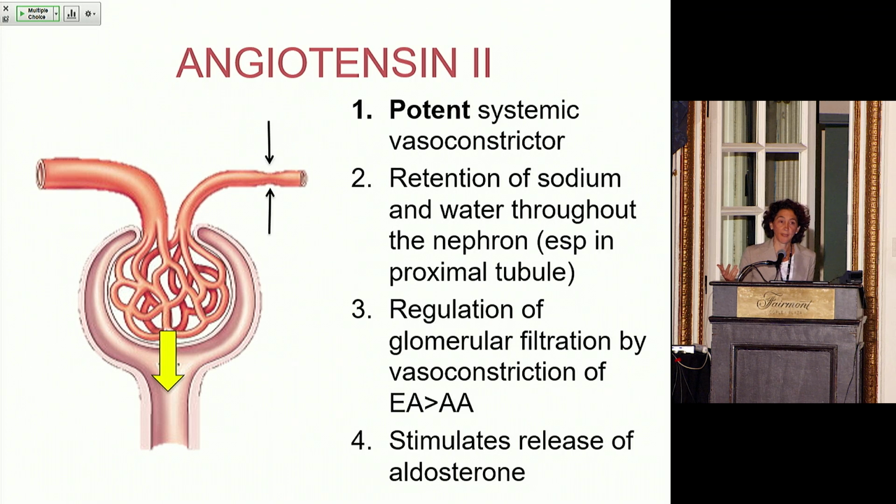And angiotensin 2, I think, is underrated. Everybody's always talking about aldosterone. It's not that I don't like aldosterone, but angiotensin 2 is pretty great. And yes, it's really a potent vasoconstrictor. I mean, it tenses your angios, right? And it also causes retention of sodium throughout the nephron, especially in the proximal tubule, and that'll come into play very soon. And then, as you know, it also helps regulate glomerular filtration by vasoconstricting the efferent more than the afferent arteriole. And then, yes, it does stimulate aldosterone.